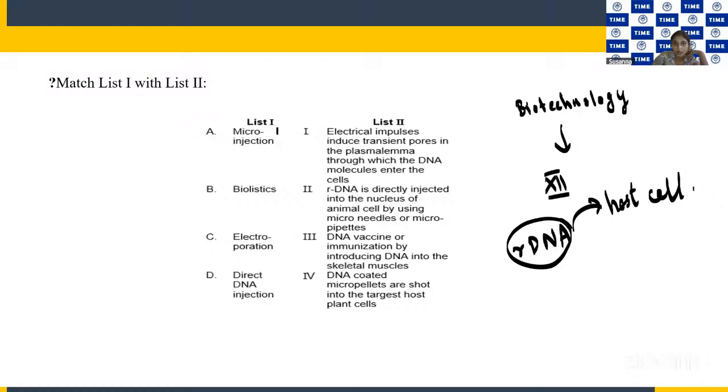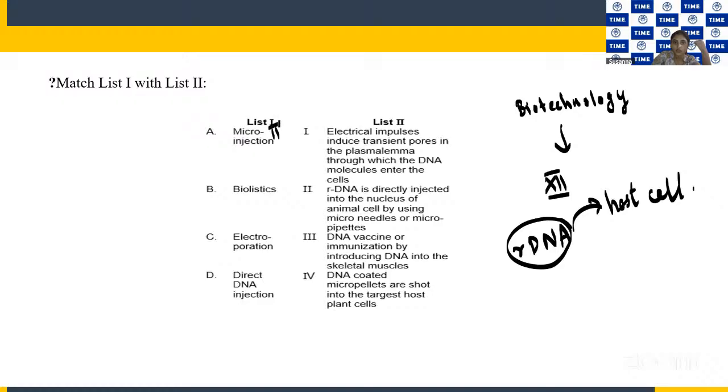So I'll just mark the option number on the side of this, 2, A2. Okay, so as the term, if I'm giving you a short idea about what it is, microinjection means what? The rDNA is directly injected into the nucleus of the animal cell. And the equipment that we use are micro needles or micropipettes, because we are handling micromolecules. So we'll be using micro needles or micropipettes for the same procedure.